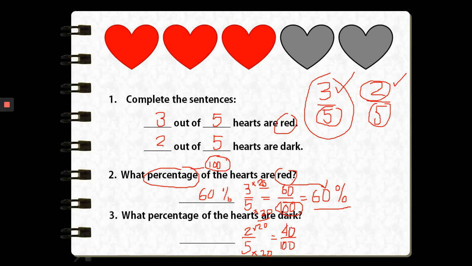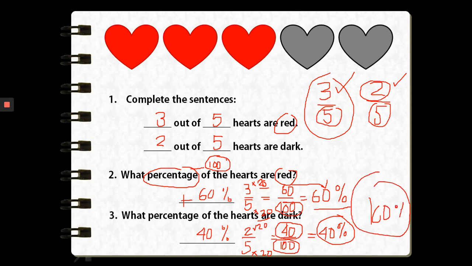Now that we got the denominator 100 here, we can now easily find the equivalent percentage of this fraction, which is to copy the numerator 40, 40 out of, or 40 of every 100. So that's 40%. All right. Do you want to check if our answer is correct? 60% plus 40% equals 100%. So our answer is correct.